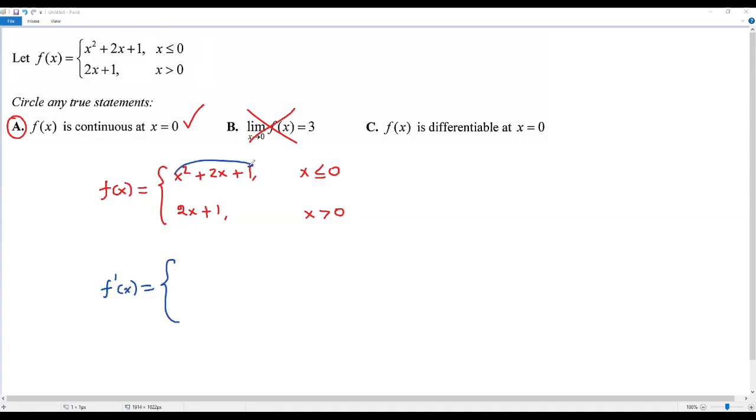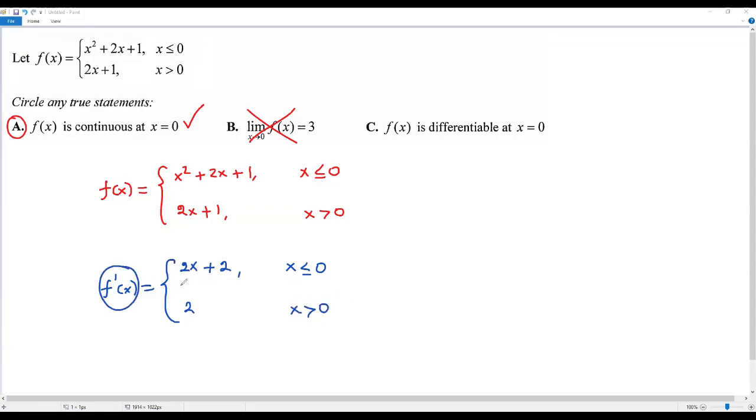when I find the derivative of this expression, particularly the first term over here, the derivative of x squared is 2x and the derivative of 2x is just 2 and the derivative of the constant 1 will become 0, and we can write the condition over here, that is x less than or equal to 0. Now let's get the derivative of the second piece. When I get the derivative of this 2x, I'm just getting 2. The derivative of the constant 1 is 0 and here we have x greater than 0.